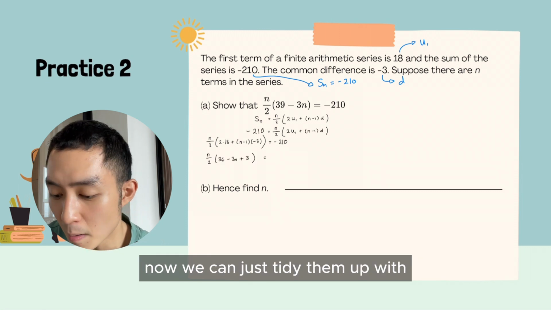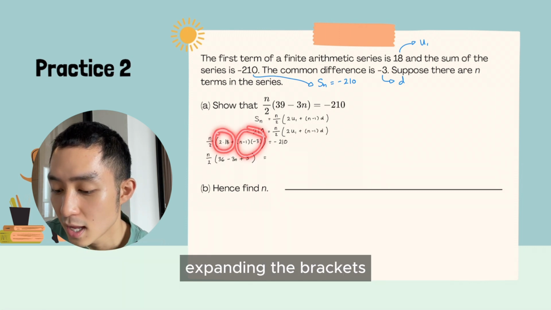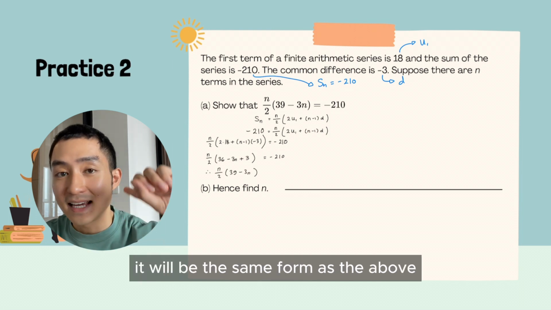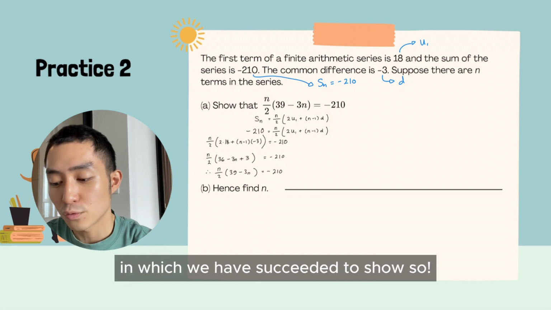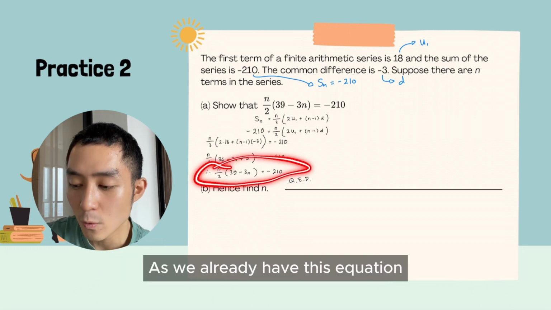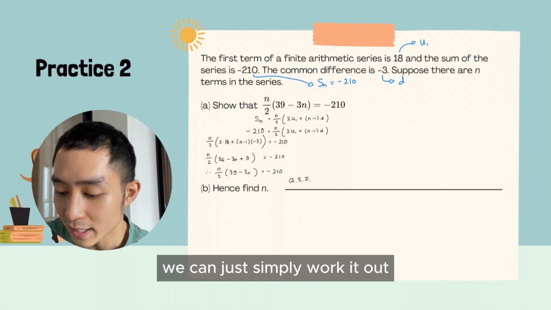Now we can just tidy them up by expanding the brackets, and after that it will be the same form as the above, in which we have succeeded to show. Now it's time to find n. As we already have this equation, we can just simply work it out.